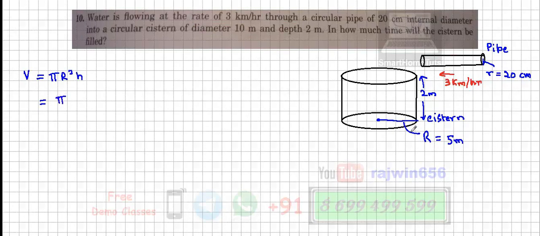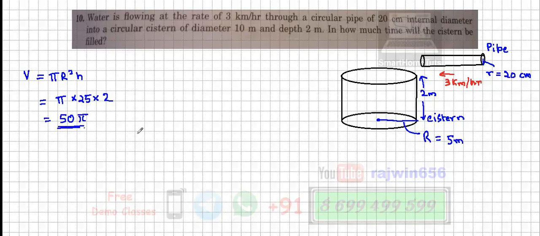I'll write this pi only because nothing is divisible by 7. R square, that is 5 square, which is 25, multiplied by height. This height is 2 meters. This is equal to, this is going to become 50 pi. Right now I'm just writing this as pi only.